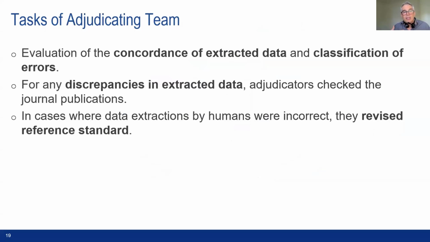And the task of the adjudicating team was to compare the data extractions, and for any discrepancies between the 2 data extractions, the adjudicators went back to the original journal articles to verify which one was correct. But as you know, data extractions are rarely identical, so there are always some differences even between human researchers. But these differences don't always mean errors. So sometimes they're just differences in the level of detail.